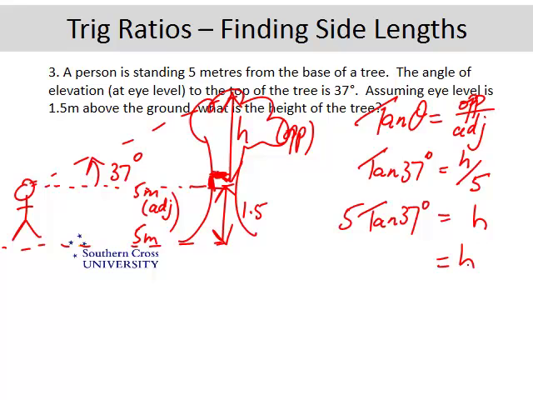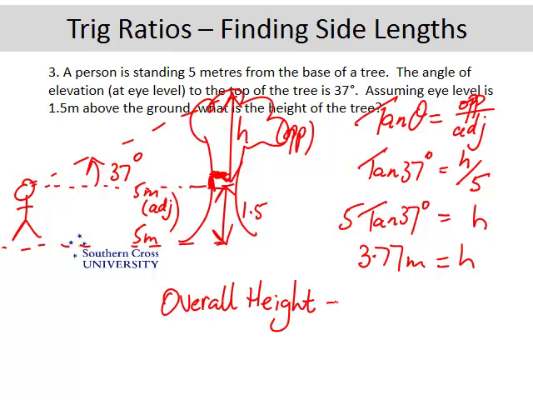So that turns out to be 3.77 metres. So the overall height of the tree is 3.77 metres plus the 1.5 being the eye level of the observer. So that all comes out at 5.27 metres.